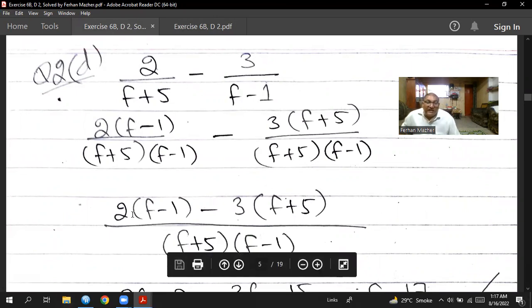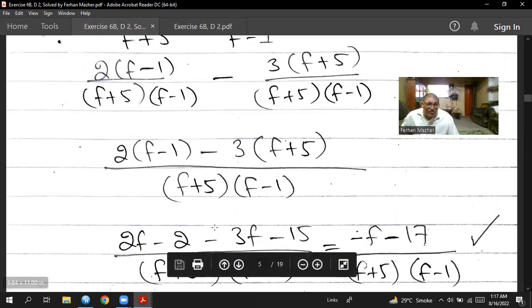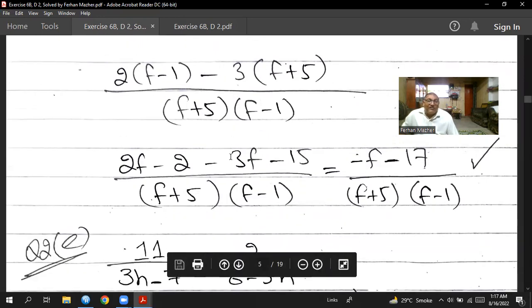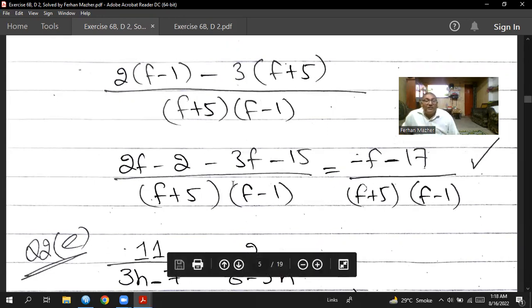Now you can see their denominator is same, so you can write a single fraction. In the single fraction, you will have f plus 5 and f minus 1 downstairs. And upstairs, you have 2 bracket f minus 1 bracket close minus 3 bracket f plus 5 bracket close. So you will have 2f minus 2 minus 3f minus 15 divided by those two brackets. And then I will have minus f minus 17 divided by f plus 5 and divided by f minus 1. So this is how you will simplify it.